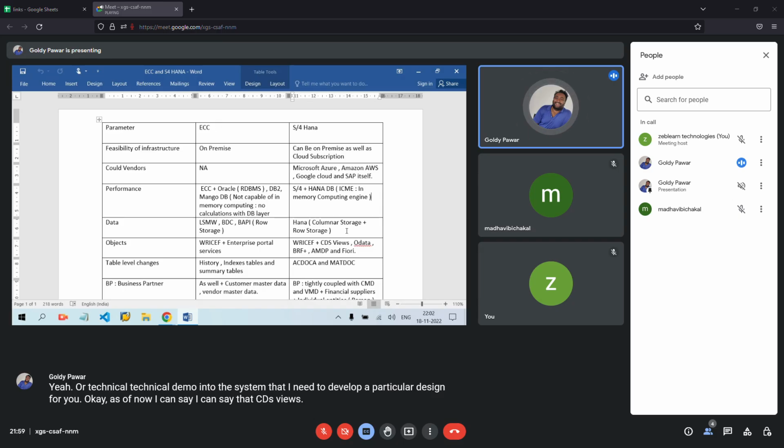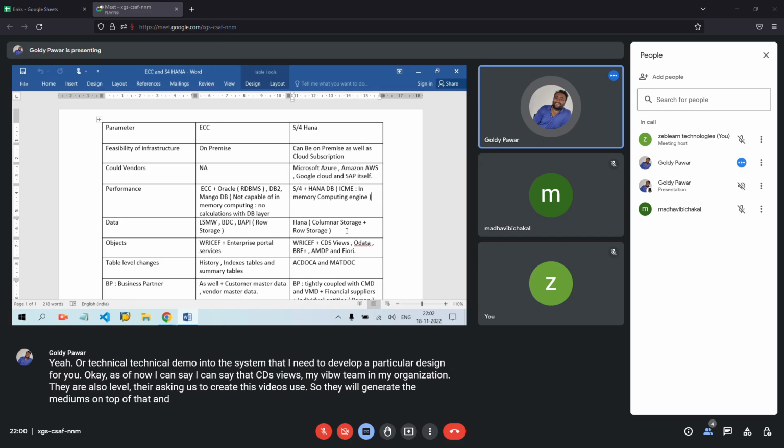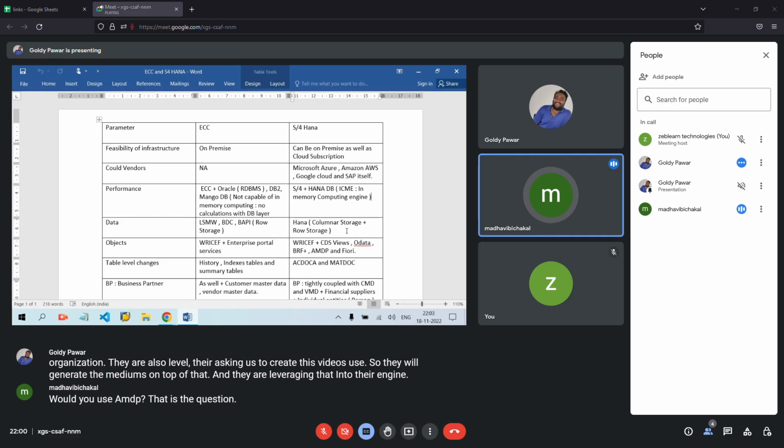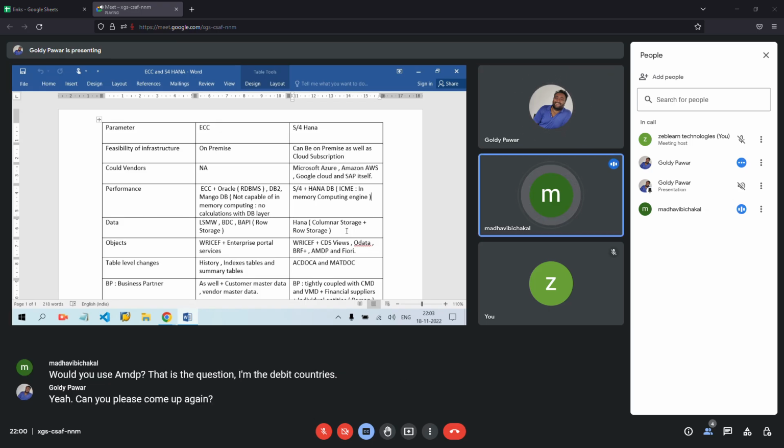My BI/BW team in my organization is asking us to create the CDS views. They will generate the VDMs on top of that and leverage that in their BW engine. When would you use AMDP? That is the question. I'm a little bit confused, hence asking this question. Can you please repeat, when would you use the AMDP?